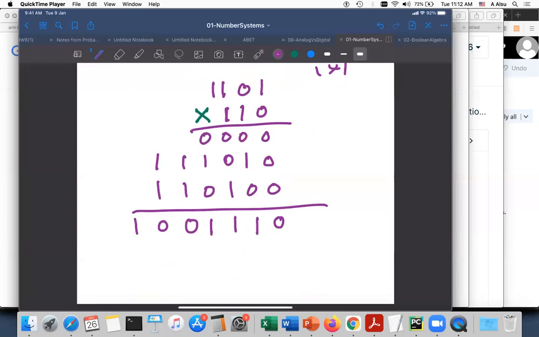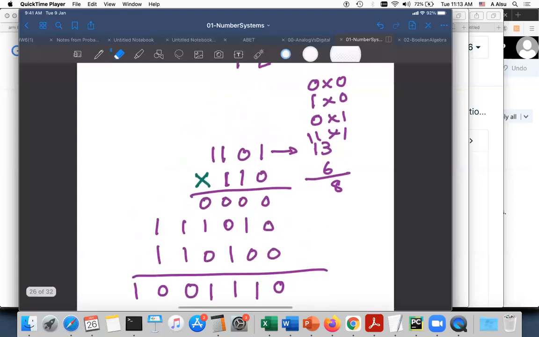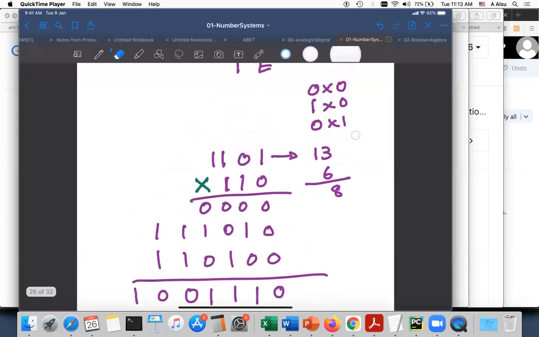So who can tell me what this number is? Come on, guys. It's 13. You should have memorized it by now. 13 times 6, right? So 6 times 3 is 18. Let me just erase these. 6 times 3 is 18, and 6 times 1 is 6, plus 1 is 7.